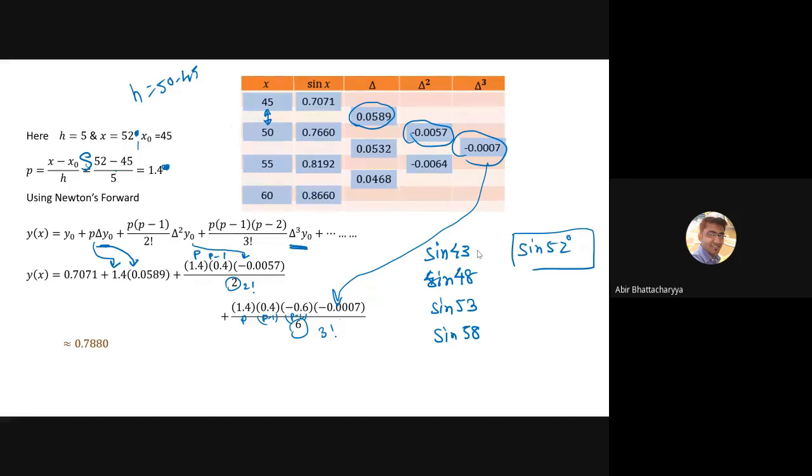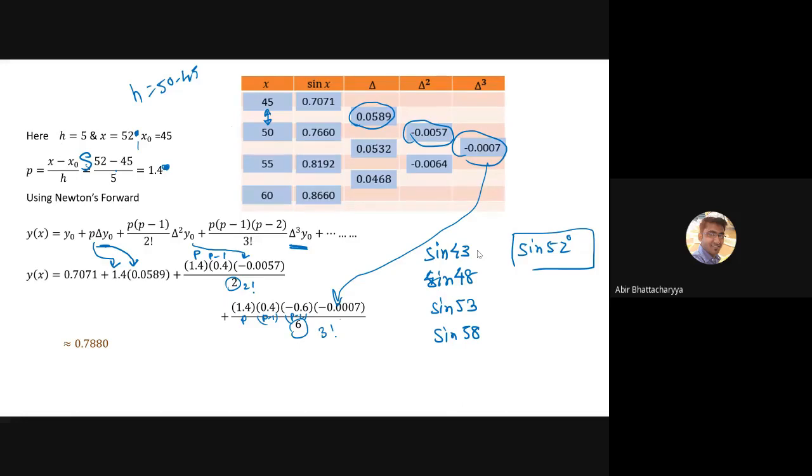Yes, Bansi, could you please answer the question I have asked? Sine 52 degree, same approximation, the table is different. Your answer will change, right? Correct. All of you are saying different. Yes, different is correct. I totally agree with you.